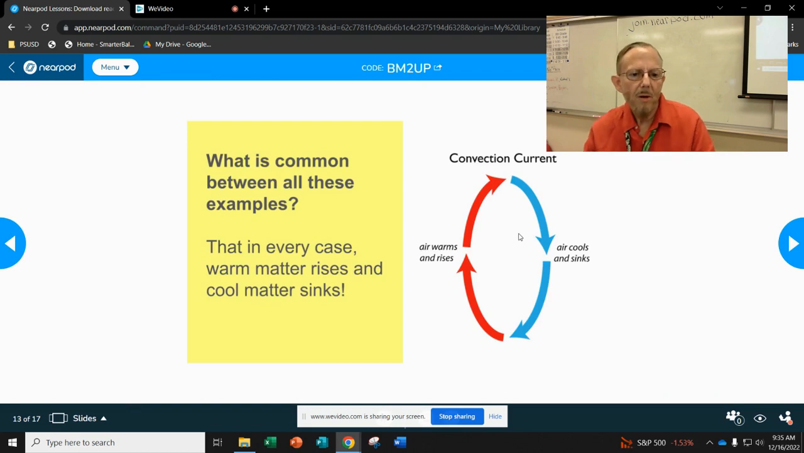What was common between all these examples? That in every case, warm matter rises and cool matter sinks.